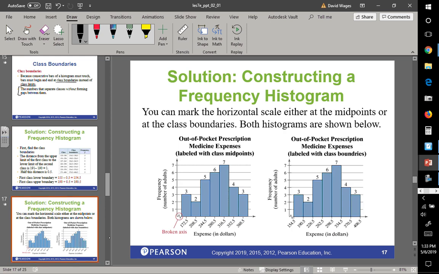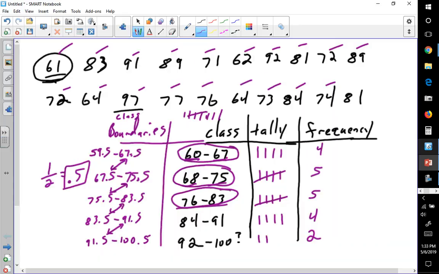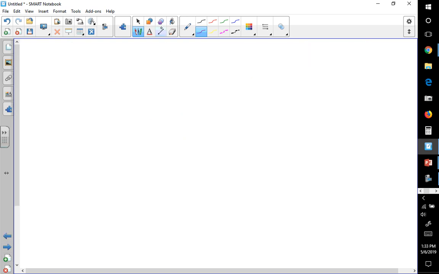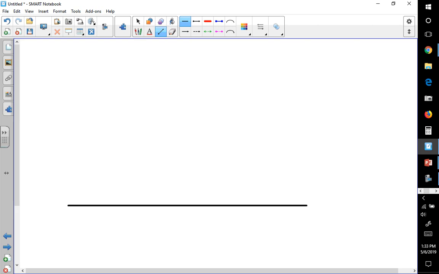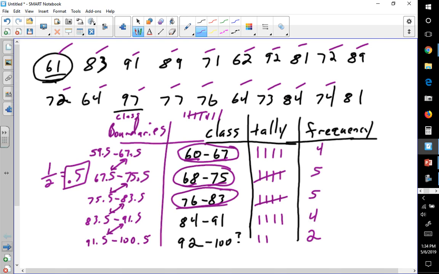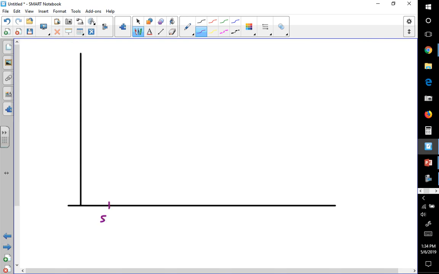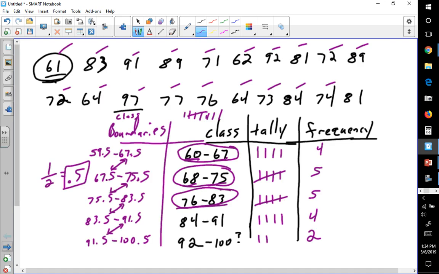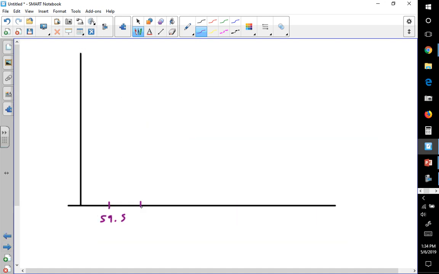Now they took that and they put that into a histogram. Let's actually put ours into a histogram. Let me see. Let's add a page. And so our lowest class boundary is 59.5. And remember we have 5 classes. So this is the first, second, third, fourth, and fifth.